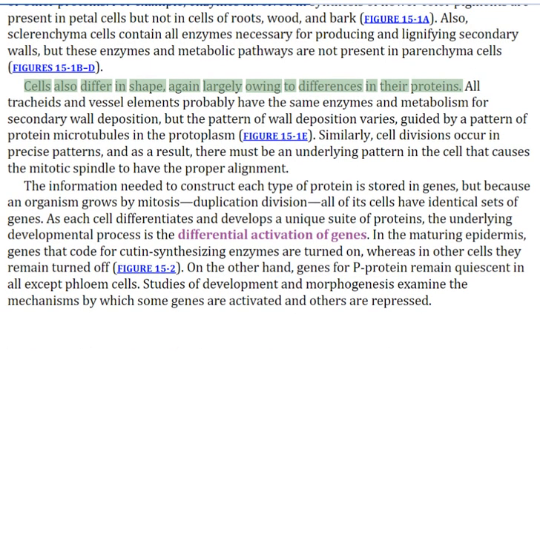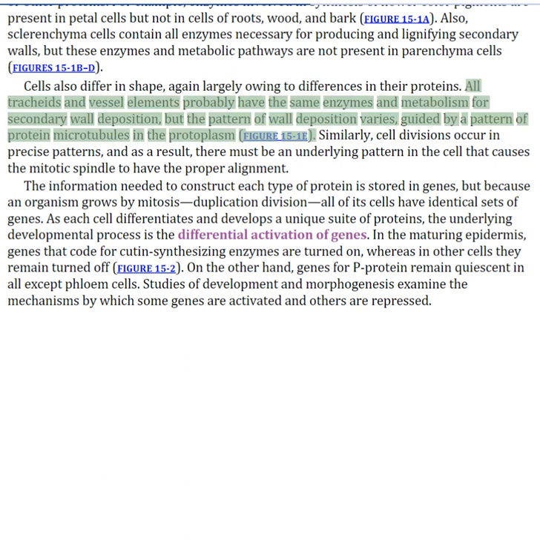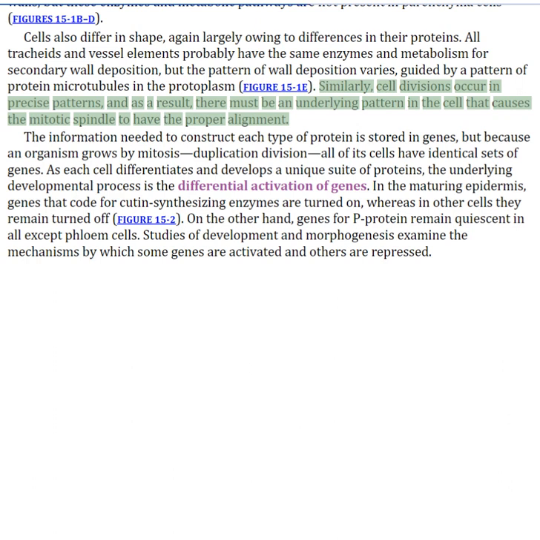Cells also differ in shape, again largely owing to differences in their proteins. All tracheids and vessel elements probably have the same enzymes and metabolism for secondary wall deposition, but the pattern of wall deposition varies, guided by a pattern of protein microtubules in the protoplasm. Similarly, cell divisions occur in precise patterns, and as a result, there must be an underlying pattern in the cell that causes the mitotic spindle to have the proper alignment.